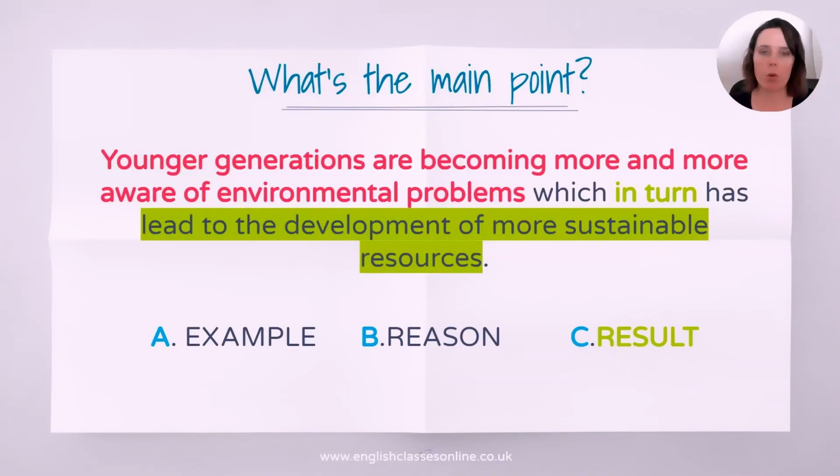Okay, so your main point was that younger generations are becoming more aware of environmental problems. And again, you had a linking word here, in turn, which tells you there's going to be a result, okay? We use in turn to give results, which in turn has led to the development of more sustainable resources. So a result of younger generations being more aware of the environment is that more sustainable resources are made.